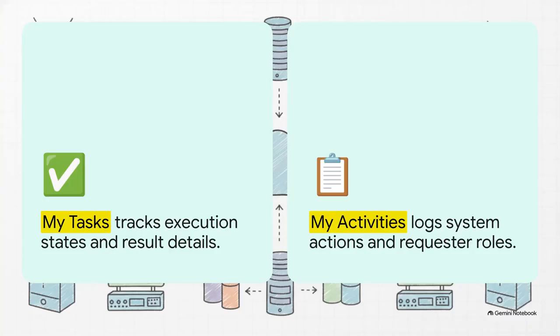To maintain total visibility across the board, you actually have access to two distinct filtering views from your profile, My Tasks and My Activities. It's pretty important to understand the difference here. My Tasks track specific task execution. It gives you the granular details like exact start and end times, the current state of execution, and the final success or fail result. Think of My Tasks as tracking the what and the how. My Activities, on the other hand, logs the broader system actions. It gives you the general status, descriptive details, and crucially, identifies the requester's role. Essentially, My Activities tracks the who, which gives you a fantastic audit trail.